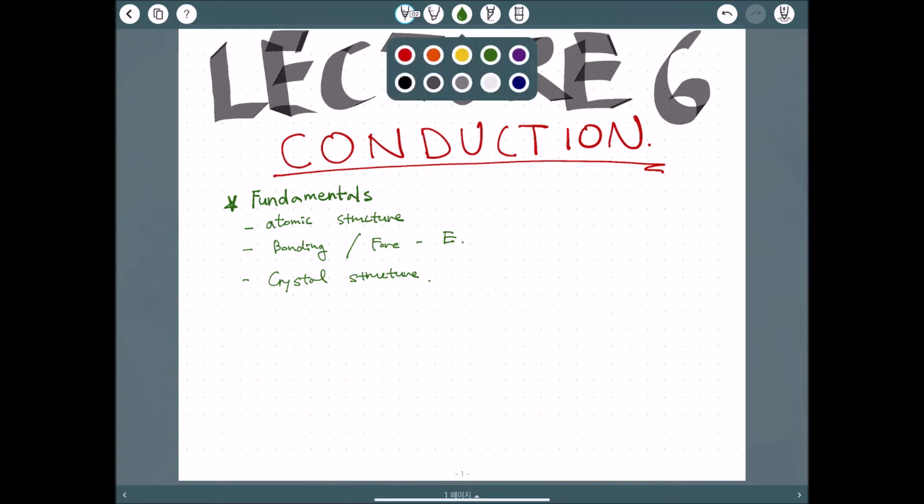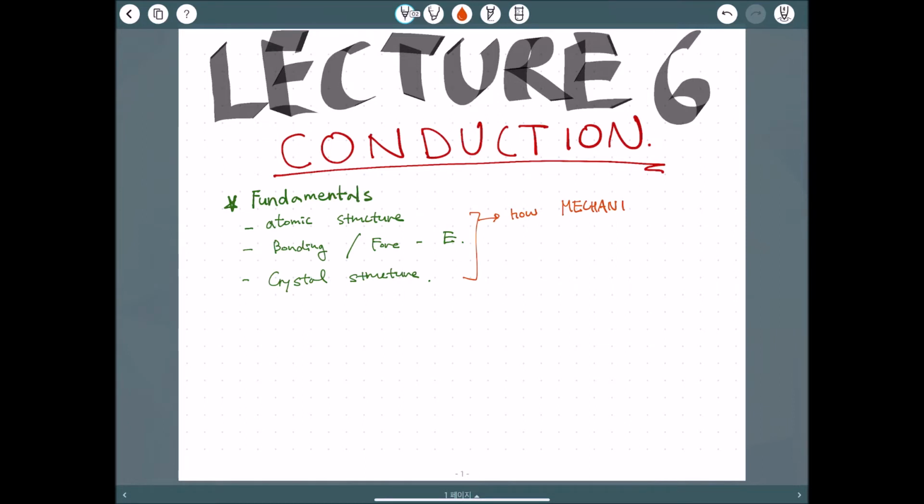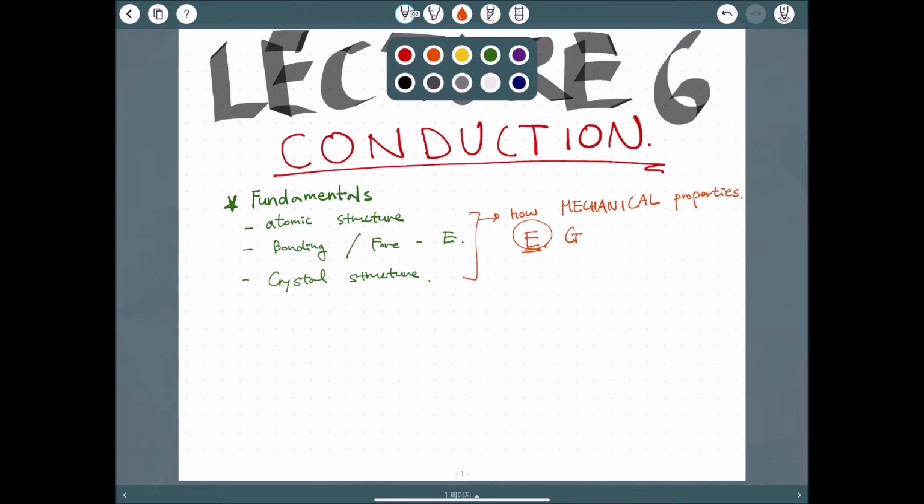And then, using these concepts, we have learned how mechanical properties can be determined from the atomic scale view, right? So we learn about Young's modulus, shear modulus, and how this is related to the interatomic bonding force and also the interatomic distance. We also learn that if the material is denser, there's a very high probability that the Young's modulus will be high, again, right? So beginning today, hopefully, I will cover conduction.